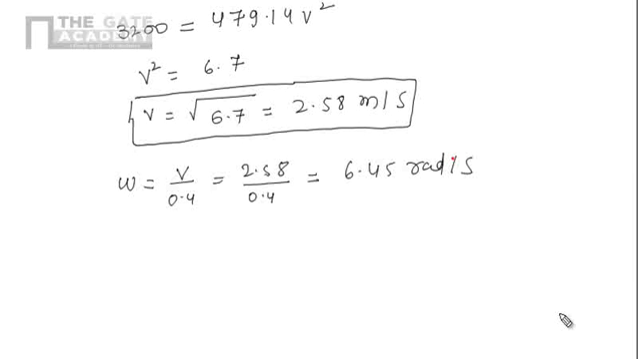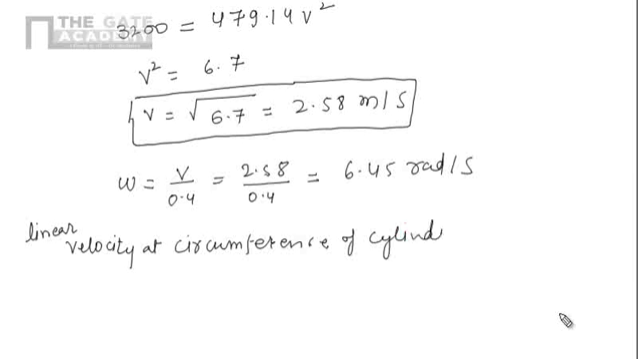And now if we want the velocity at the circumference of the cylinder, then we have to use this omega and the corresponding r. So the linear velocity at the circumference of the cylinder of radius 0.8 meter.